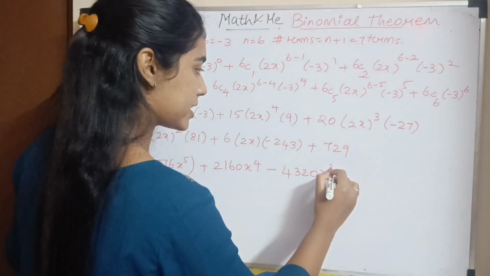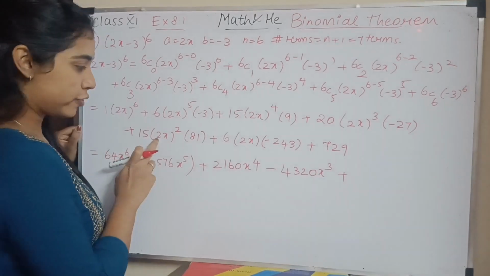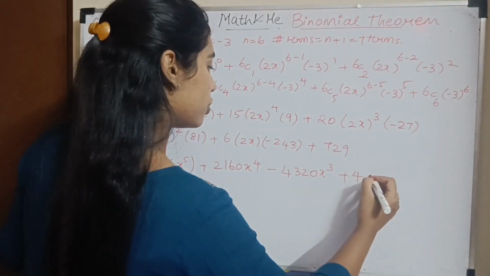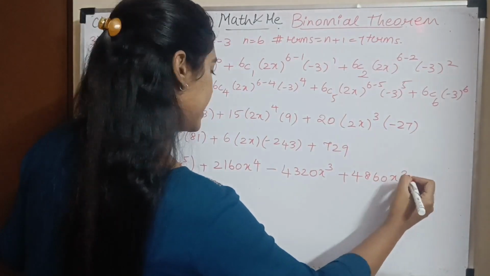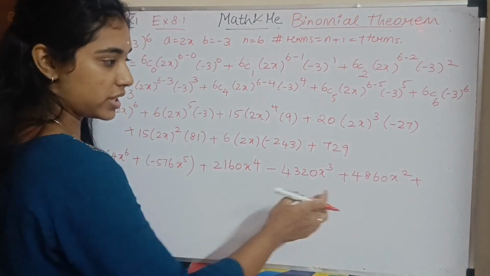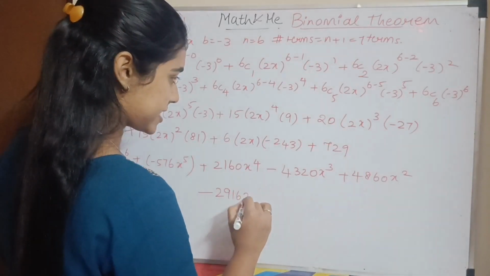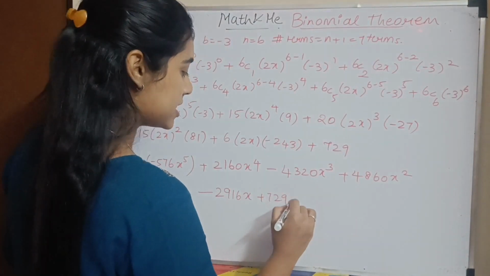4320 x cube, plus 15 into 4 into 81 which is 4860 x square, plus 6 times 2 times minus 243. So I'll have a minus. 2916x plus 729. This is the answer.